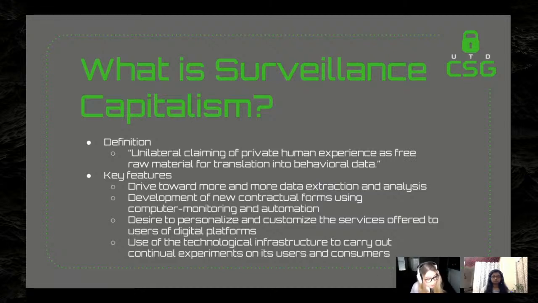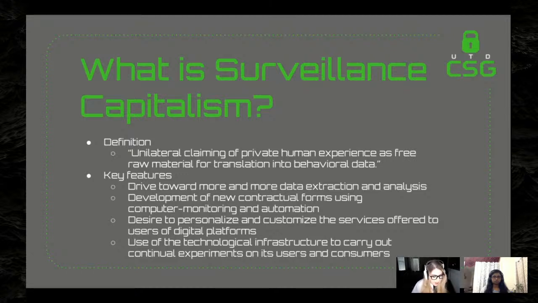And another key feature is the development of new contractual forms using computer monitoring and automation. And then another one is the desire to personalize and customize the services offered to users of digital platforms. So they want to make a tailor-made bubble for you, essentially. And that's what the internet is developing more and more towards. Another key feature is the use of technological infrastructure to carry out continual experiments on its users and consumers. So as more technology develops, more ways to extract this data are utilized.